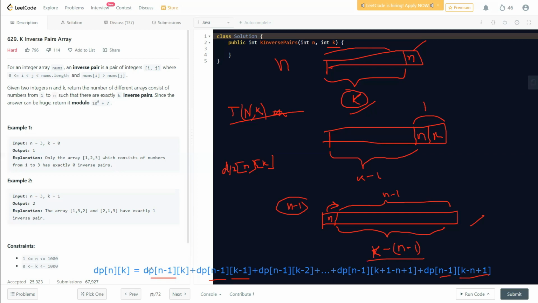So if we're finding DP of n, k, that means we look at n minus 1 elements, for which we need to find k. Once we shift n by some places, we know by default how many inverse pairs are counted, giving k minus 1, or k minus 2, up to k minus n to be exact. All those inverse cases are counted once we place n in the beginning.